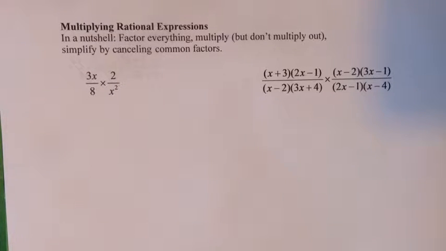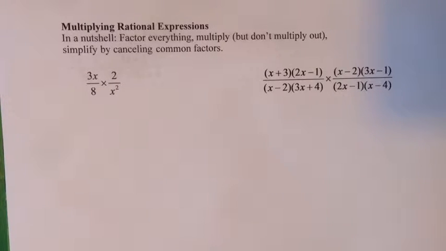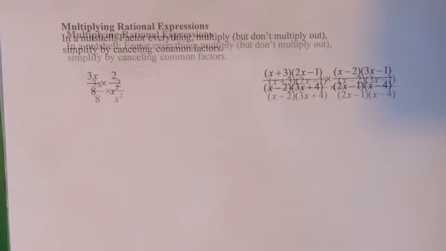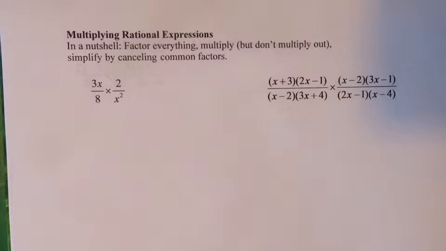Welcome back to section 6.1 for Math 95. This is part 2 of the video. In this part, we're going to look at multiplying and dividing rational expressions. In a nutshell, to multiply rational expressions, you're going to factor everything, multiply straight across, but don't actually multiply the factors back out, and then simplify by canceling common factors. Let's look at some examples.